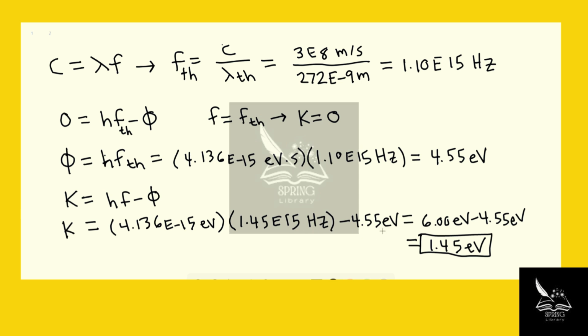And this value of the work function is specific to the material that the electrons are being detached from. So that's the main result. This is the kinetic energy of these photoelectrons for this particular case.